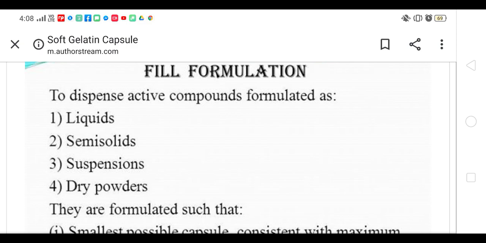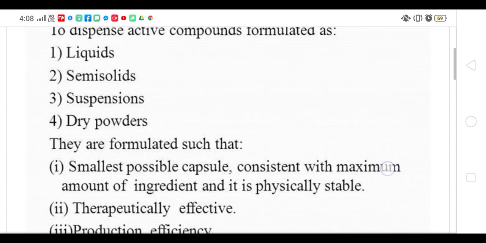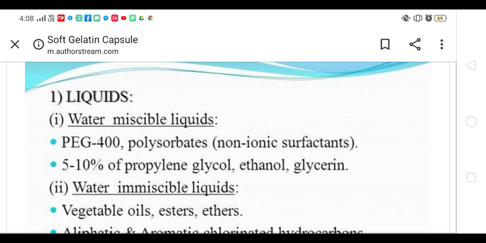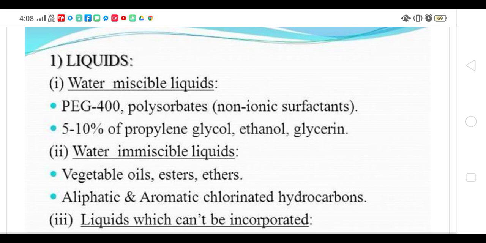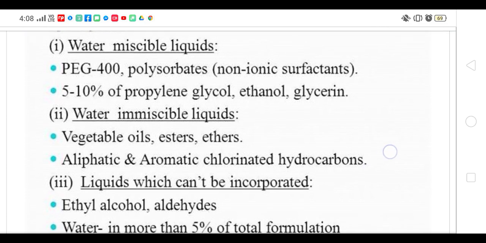And now film formation: you can fill liquid, semi-solid, suspension, dry powders in the soft gelatin. They are formulated such that the smallest capsules can fill the maximum amount with good therapeutic effect and product efficiency. And now, in case of liquids, for water miscible liquids, you can use PEG 400, sorbitols, PG, ethanol to improve solubility.